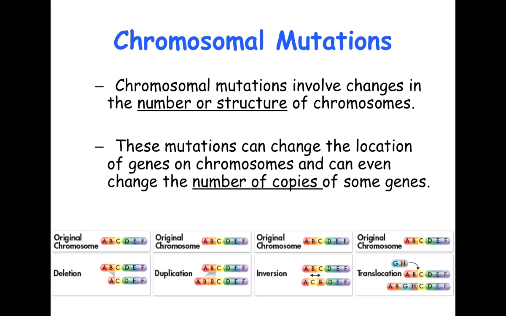Now, chromosomal mutations. This actually involves the overall structure of the chromosome itself. It can change the location of genes. It can even change the number of copies of some genes. So we can create extra copies of genes that we don't need in there.